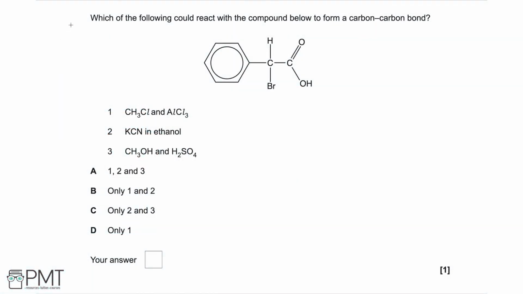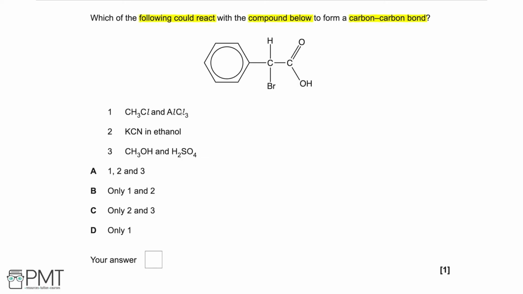In this question, we're asked which of the following could react with the compound below to form a carbon-carbon bond. We've been given this compound and asked if these 3 sets of reagents will have a reaction with it. So the first thing we need to do is think about the functional groups present. First of all, we have a carboxylic acid here. Then we have a carbon-bromine bond. It's a common target for nucleophilic substitution reactions. And finally, we have this phenyl ring. And we'd expect to be looking for electrophilic substitution conditions here.